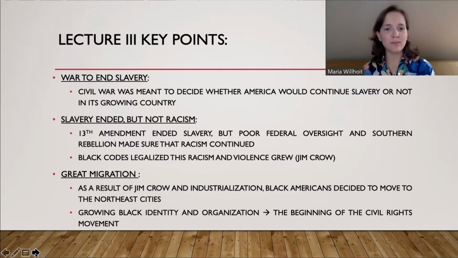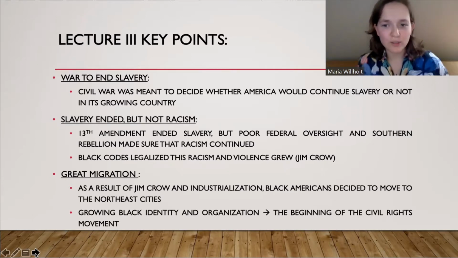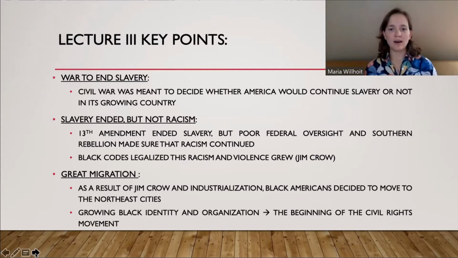We had the 13th Amendment, but we also had some strange idea of how you could have separate but equal policies in America. And we have Black Codes to allow these policies. And this whole period that we call the growth of visible racism is our Jim Crow period. And it lasts really for 100 years, up until the civil rights movement.